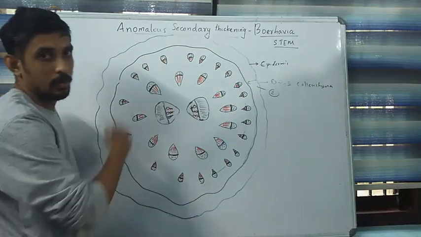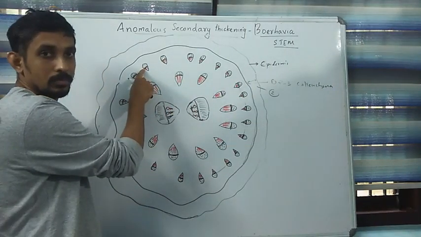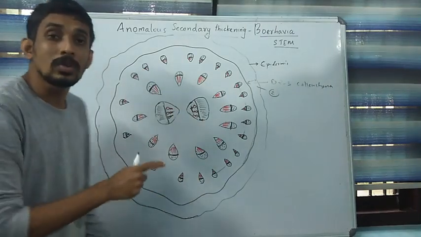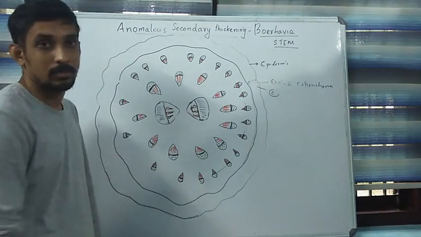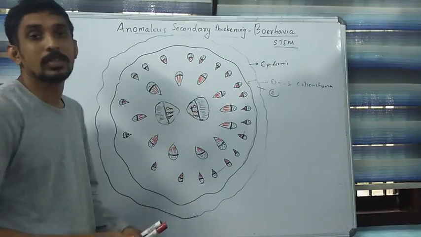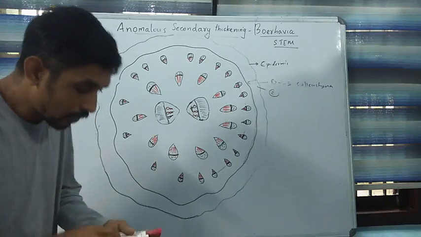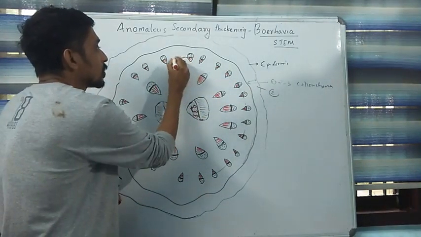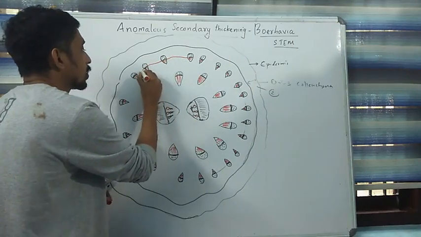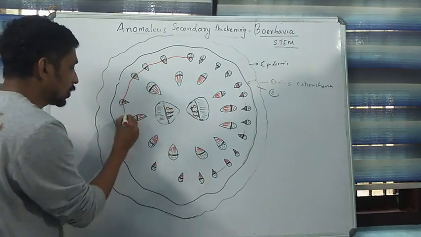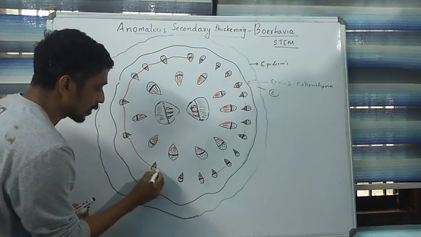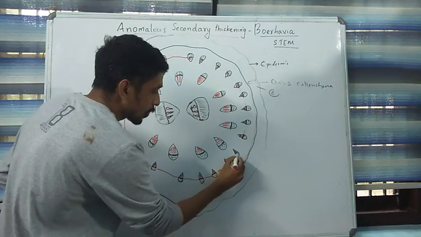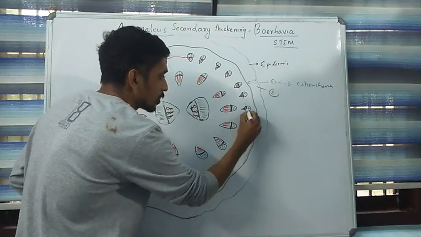When we take the outermost ring of vascular bundle, you can see vascular cambium. When we take the inner and middle ring of vascular bundle, you can also see vascular cambium. So in all these cases, vascular cambium is present. But when we take the outermost vascular bundle, you can also see interfascicular cambium. The main feature of this Boerhaavia stem is that the outermost vascular bundle contains both fascicular cambium and interfascicular cambium.